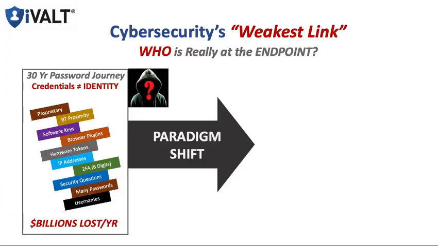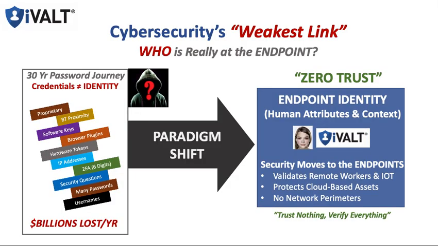Fortunately, there's a paradigm shift that is arriving called zero trust. Zero trust takes into account the fact that we can use human attributes like biometrics at the endpoint to determine the person, the human being, and also the context of the authentication to give even tighter security. Security has also moved to the endpoints as the work world has changed. We have more remote workers, IoT devices, and cloud-based assets, we're logging into the cloud, and the perimeters of networks no longer exist.